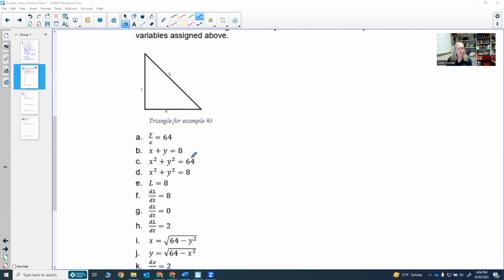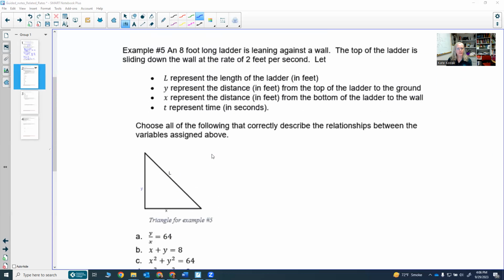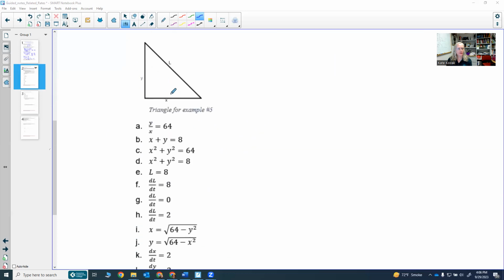Now, X squared plus Y squared equals 64 is in fact a relationship I would see. So remember that the ladder is 8 feet long. The Pythagorean theorem tells me that one leg squared plus the other leg squared is equal to the hypotenuse squared. And so C is actually one of our relationships, and I want to go ahead and highlight that.